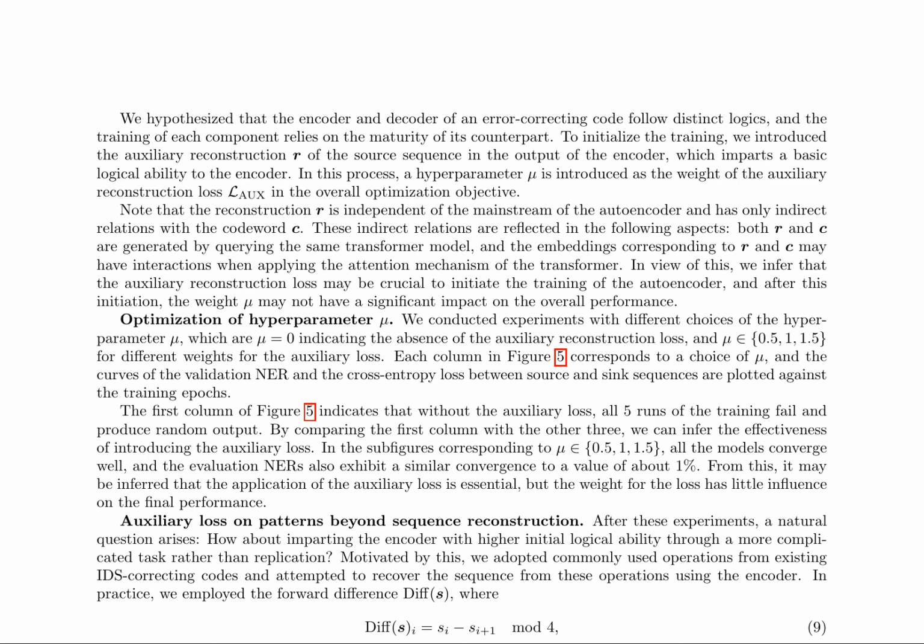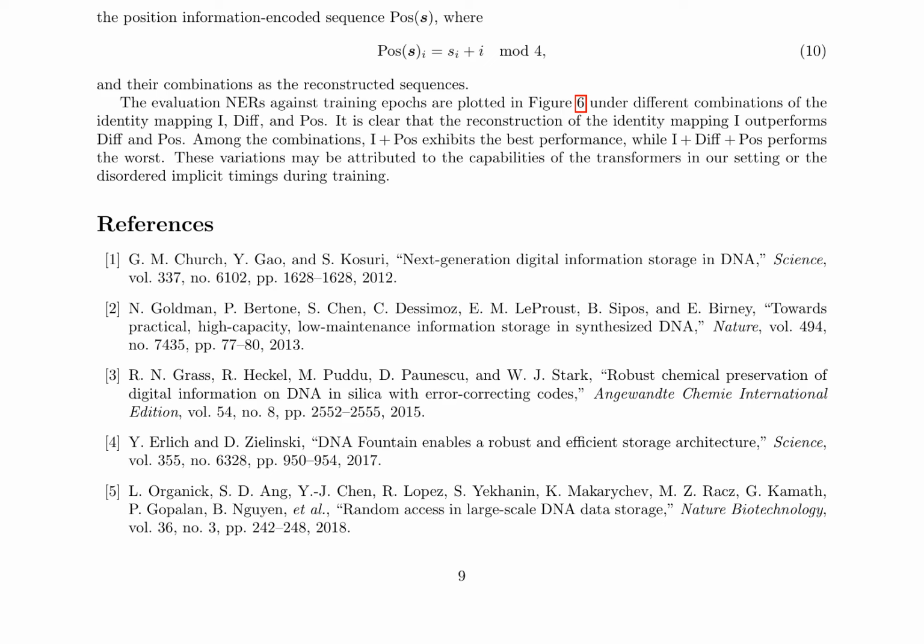The paper discusses the application of deep learning techniques to error-correcting codes for DNA data storage. The authors propose an autoencoder-based model that can learn to correct errors in the form of deletions, insertions, and substitutions. This model is trained with an auxiliary reconstruction loss, which imparts a basic logical ability to the encoder. The authors also experiment with different weights for the auxiliary loss and find that it is essential for the model's convergence but does not significantly impact the final performance.